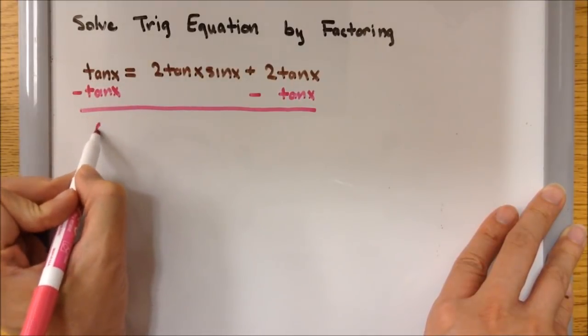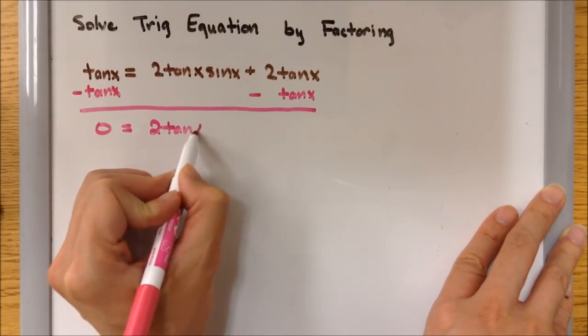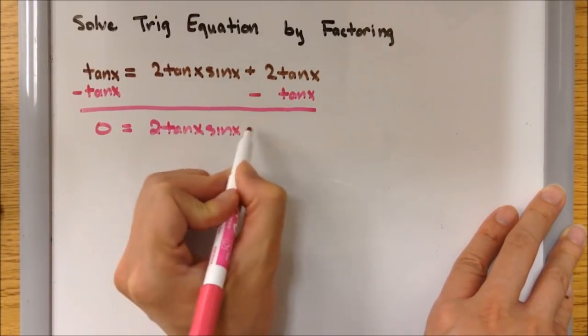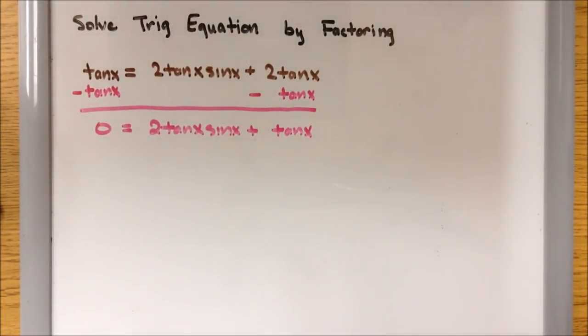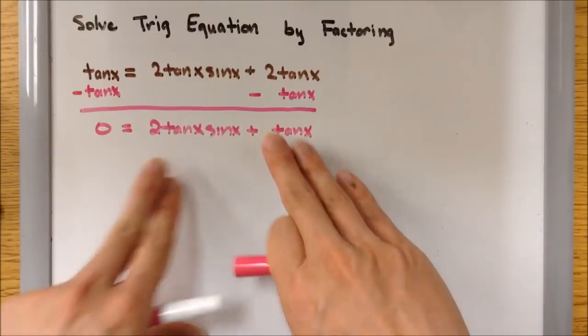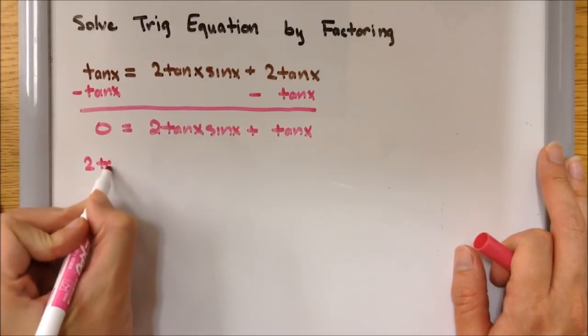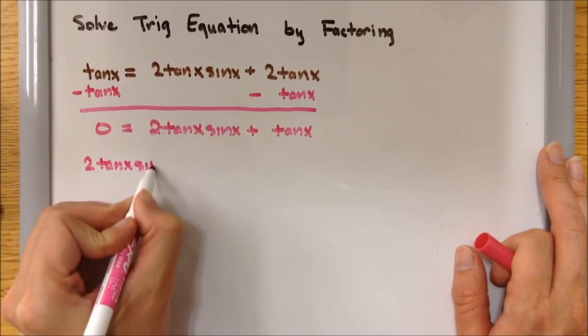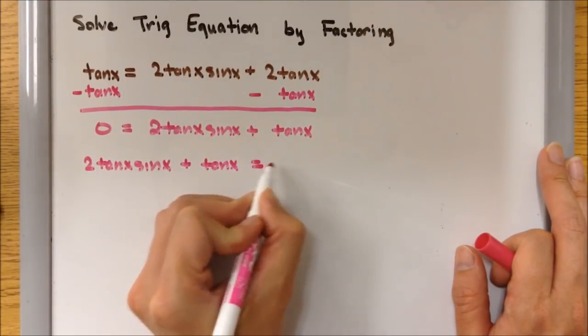So on the left side, it will be 0, 2 tangent of x, sine of x, plus tangent of x. Now, when you have one side that equals 0, you can actually flip the equation where the 0 is on the right side. So what I have on the right side will be placed on the left side of the equal sign. So 2 tangent of x, sine of x, plus tangent of x equal to 0.